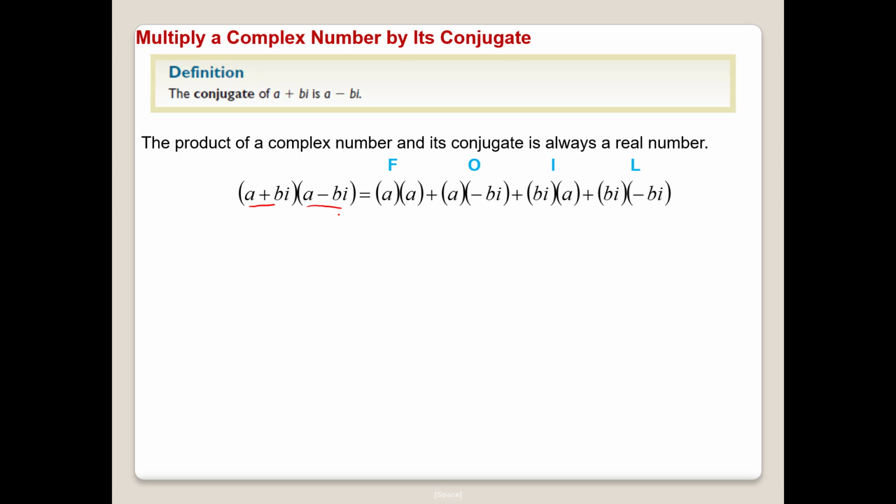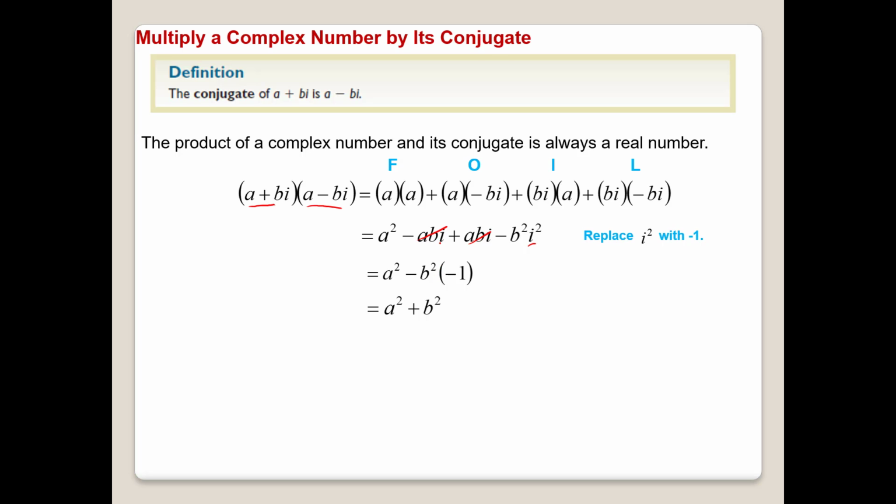Let's see what we get here. It turns out to be a squared minus abi plus abi, minus b squared i squared. It looks like we can replace the i squared with a -1. As well, these two terms go away, because they have the same values, one positive and one negative. So we're left with a squared minus b squared times -1. That just changes the negative b squared to a positive b squared.